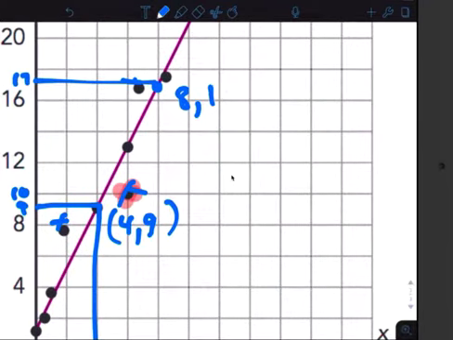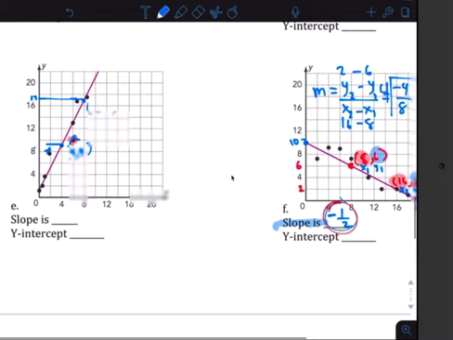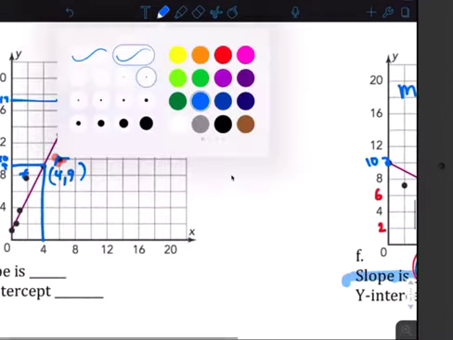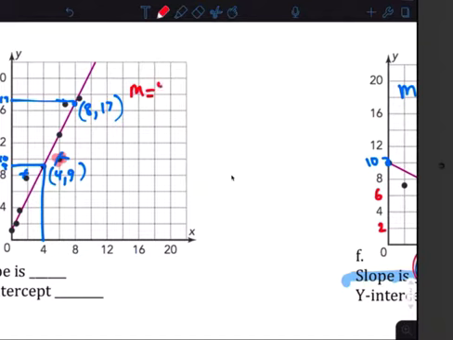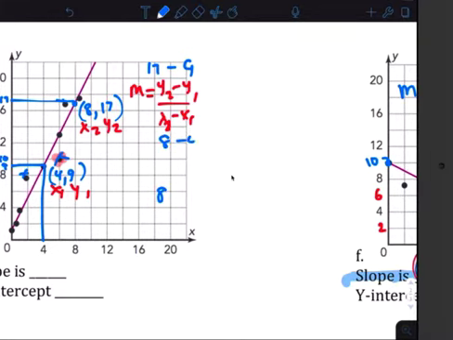Okay. You can find slope there. And slope again is y sub 2 minus y sub 1 over x sub 2 minus x sub 1. Okay, y sub 2 is 17 minus 9, which gives you 8. And then x sub 2 is 8 minus 4, which is 4. So your slope then is 8 over 4, so you get 2, right?